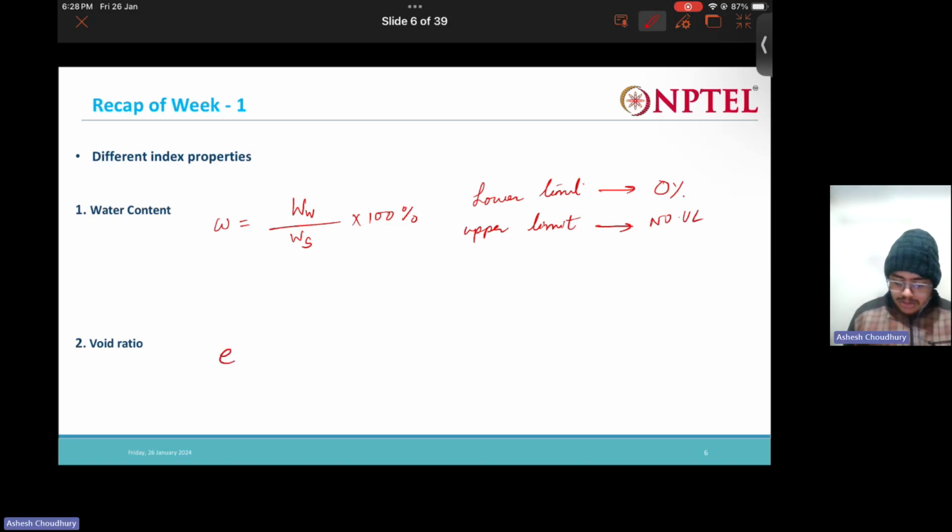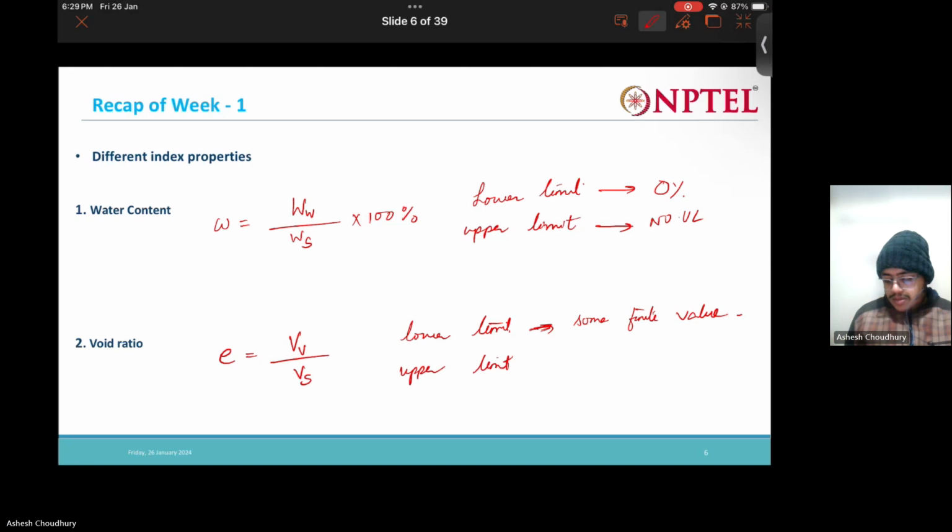Then we have the void ratio. What is the void ratio? It is very important: volume of voids by volume of solids. So what is the lower limit? There will be some lower limit, right? 0 is not the lower limit. Some finite value. And what is the upper limit? Same, no upper limit. There can be any volume of void.